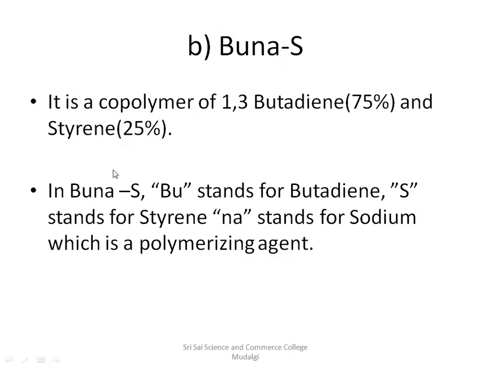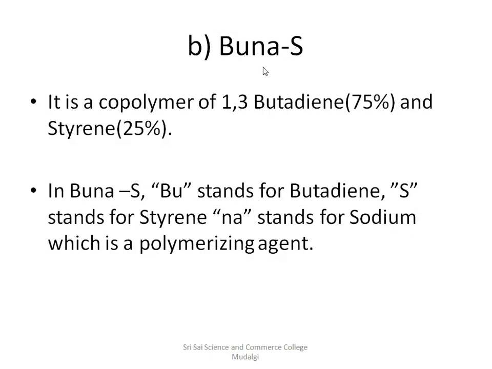In Buna, Bu stands for butadiene. So you can see here it is nothing but butadiene, and S stands for styrene. So these are the two monomers for Buna-S. And Na stands for sodium, which is a polymerizing agent. So here butadiene, sodium, which is a polymerizing agent, and styrene. So these together form what? Buna-S. You should remember, in examination also they may ask what is meant by Buna-S.